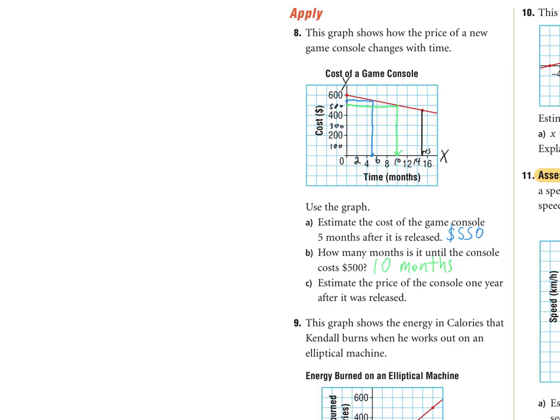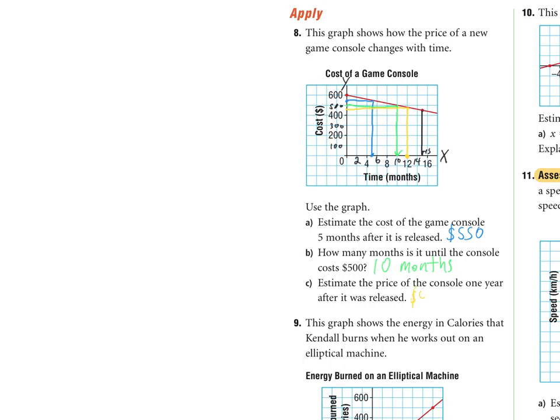And then finally, this one here is asking us to estimate the price of the console 1 year after it was released. So 1 year after it released would be 12 months. So when we come over to our table here and we look at 12 months, which is right here, I come straight up till I hit my line here, and I come straight across to here. And it's a little bit below 500, but it's not quite to the halfway point. So if you said 475 or 480, that would be fine.